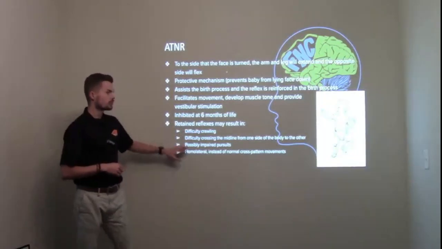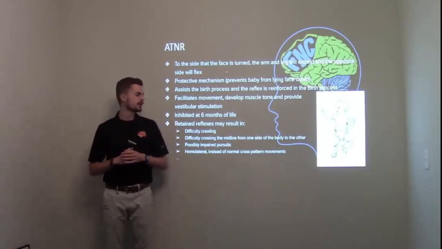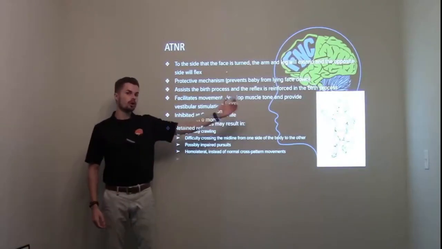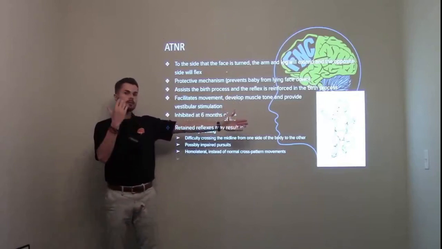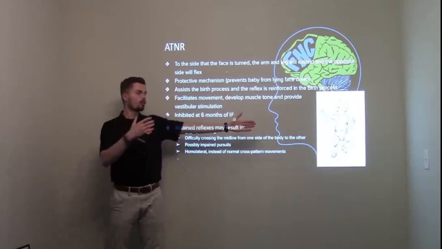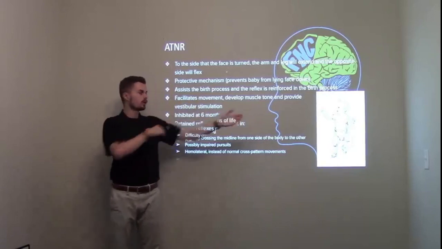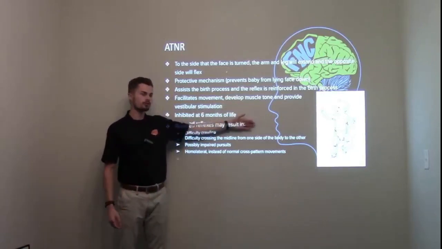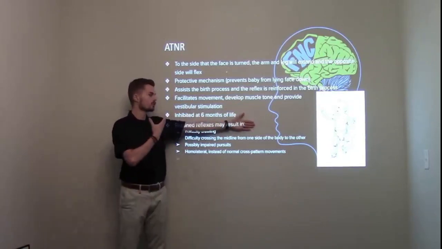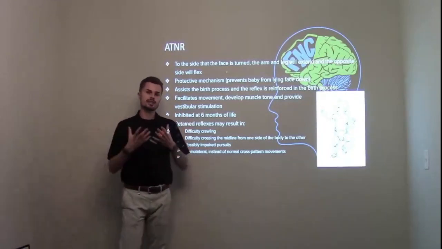Possibly impaired pursuits. So another mechanism that's really cool about this ATNR is that when the baby turns their head to the left and you have extension of your arm and your leg, you're actually getting a visual cue, and you are going to be able to understand the depth of your visual field in comparison to your hand, to your arm. Okay, so I turn my head to the left and I'm looking to the left, and now if I have an object here on my left right next to my hand, I'm going to get visual information knowing how far this object is away from yourself. Okay, so you start forming these connections in your brain.